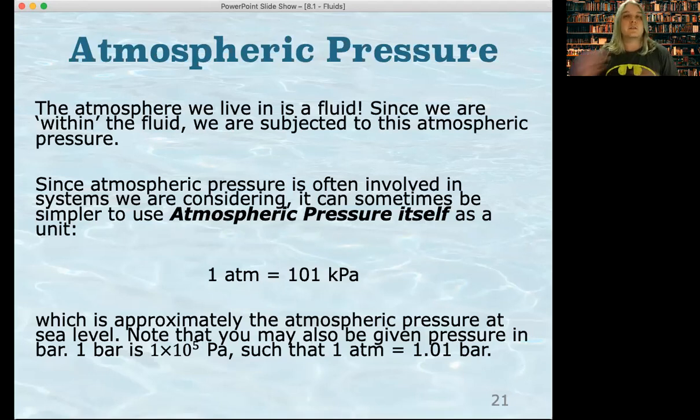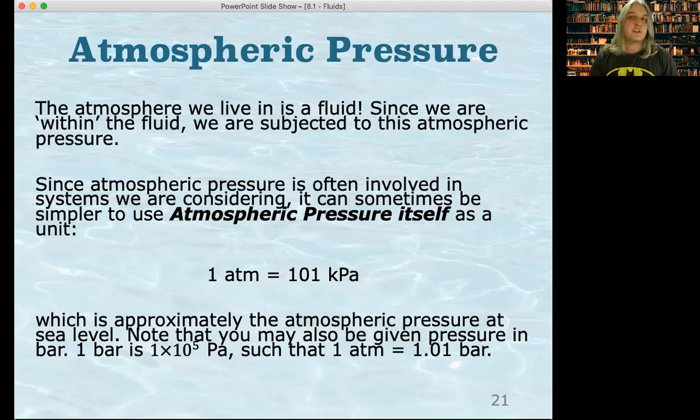Because atmospheric pressure is so constant, right? It's everywhere, all around the world, all the time. It does vary by altitude, but it is relatively consistent to a certain amount of precision at sea level around the world. We do have a use for defining atmospheric pressure as its own unit, rather than saying atmospheric pressure is 101 kilopascal. It can be useful in some scenarios to just say 1 atmosphere of pressure, 1 ATM. So officially that's defined as 101 kilopascal.